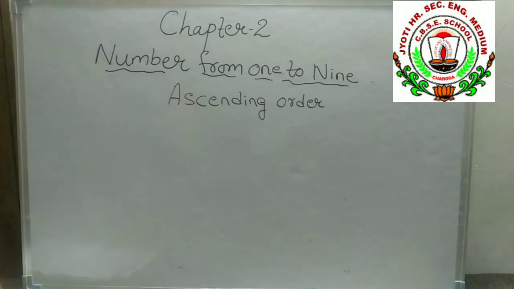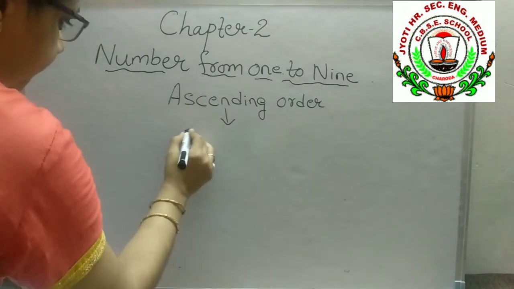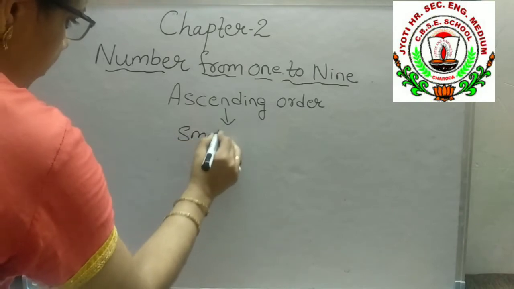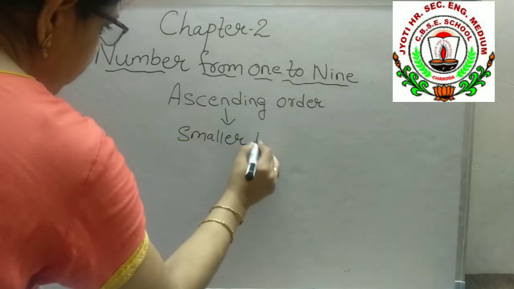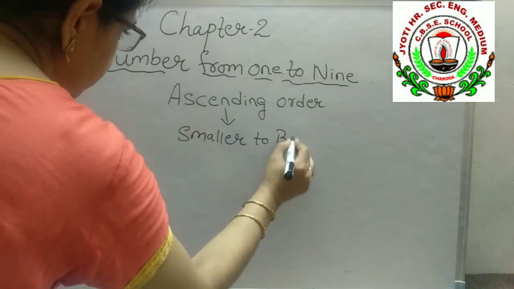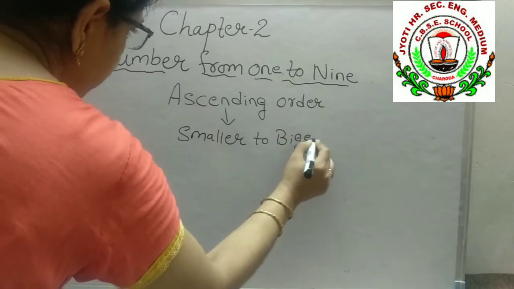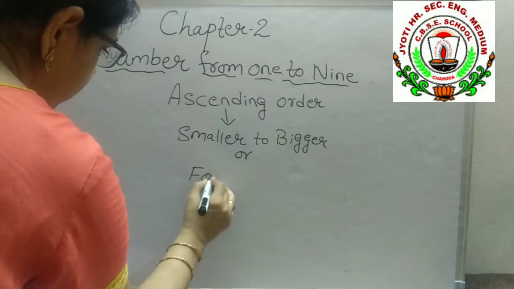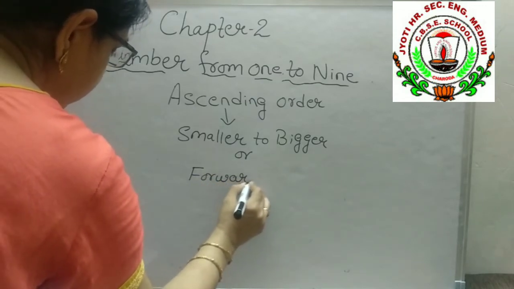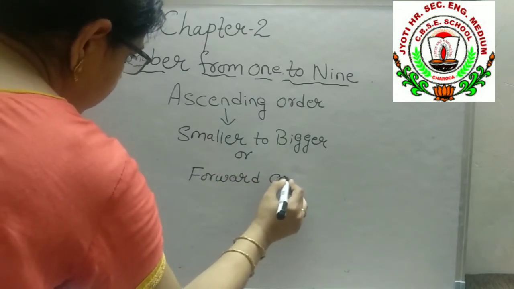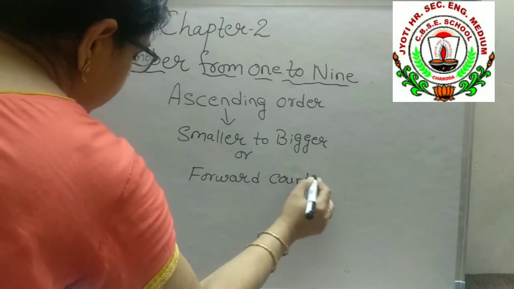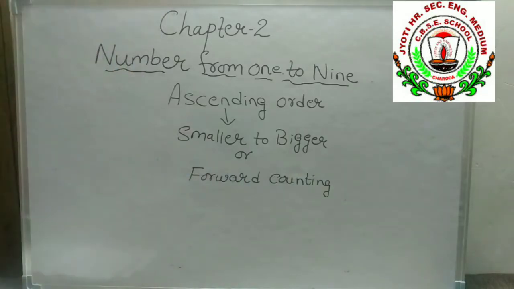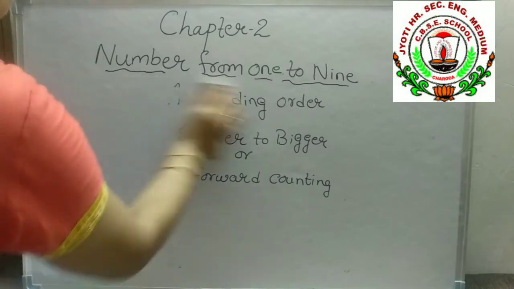Ascending order means you have to arrange the numbers from smaller to bigger. How do you have to arrange the numbers? Smaller to bigger, or you can say that you have to write the forward counting. Students, today I am going to tell you about descending order.